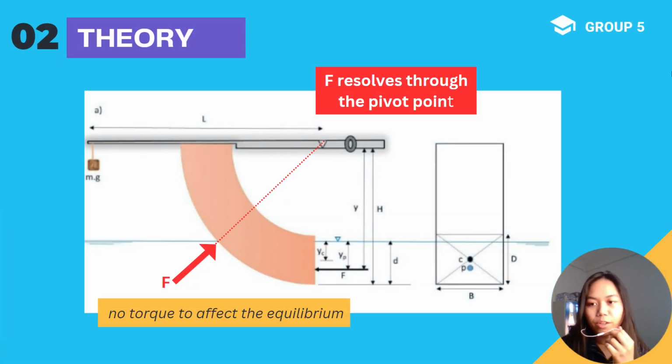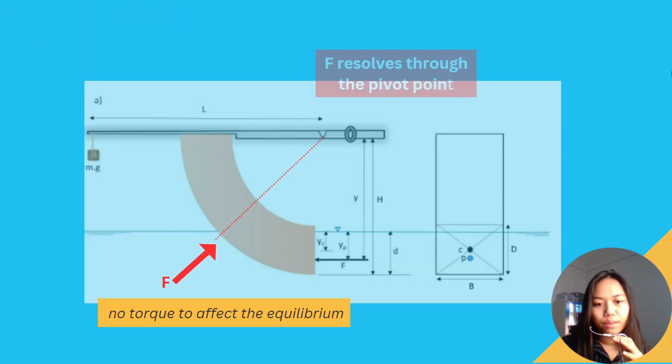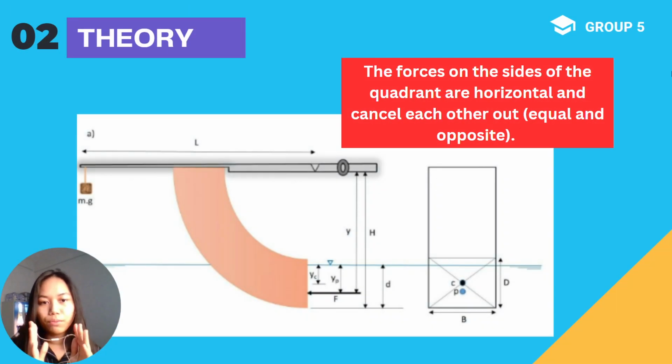In this experiment, when a quadrant is immersed by adding water to the tank, the hydrostatic force applied to the vertical surface of the quadrant can be determined by considering the following. First, the hydrostatic force at any point of the curved surface is resolved through the pivot point, as we can see in this picture, so there is no torque to affect the equilibrium. Second, the forces on the sides of the quadrant are horizontal and cancel each other on equal and opposite sides, so there is no net force acting.